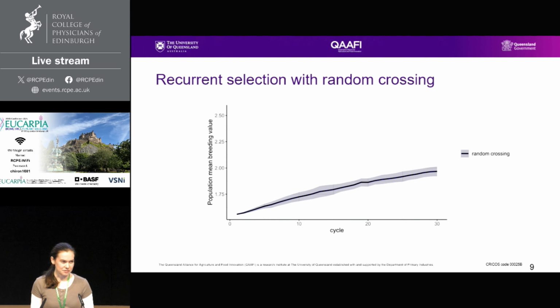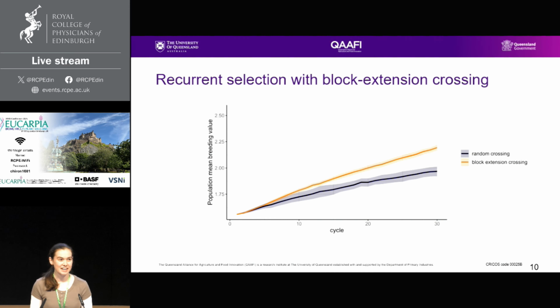But so the results might look something like this. Over 30 generations, or 30 cycles, of applying this selection procedure, with the OHS parent selection method and random crossing, you get about this much genetic gain. With that block extension crossing algorithm, it's this much. So it's a higher rate of gain.